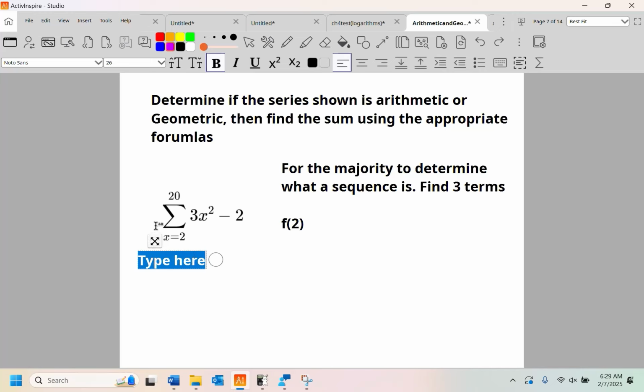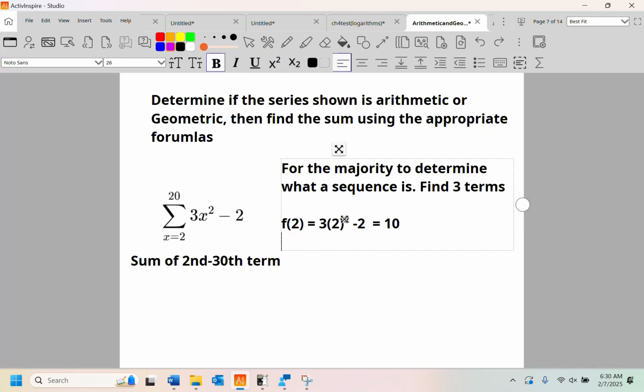Yeah. Anyways, this is the sum of the 2nd through the 30th term. So let's see what kind of sequence this is, because that decides if we use the right formula or not. So f of 2 happens when you plug a 2 in. And if I plug a 2 in, I'm going to have 4 times 3, which is 12. I'm going to get a 10.